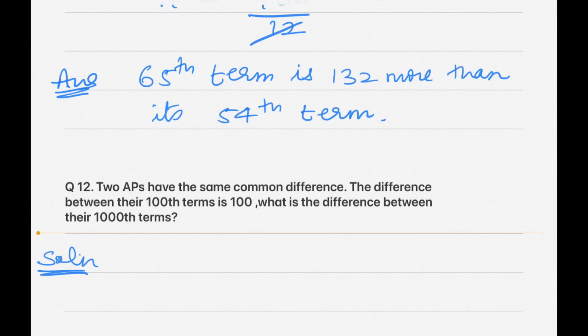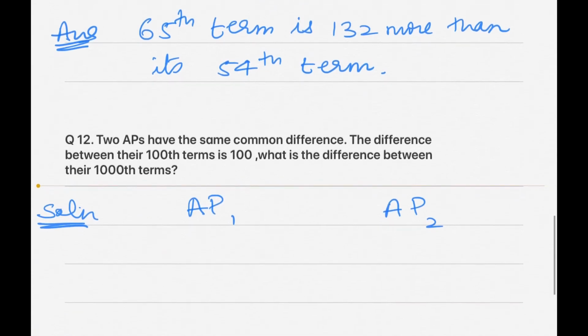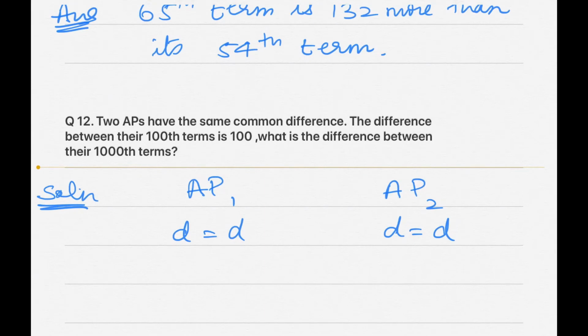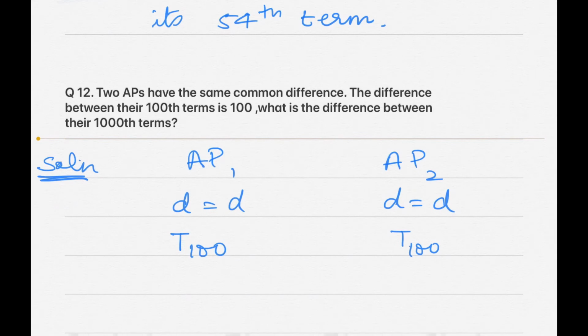So they say common difference is same, so there are two APs, right? So suppose this is my AP1 and this is my AP2. D is same, so D is here also, D is here also. Okay, now difference between their 100th terms is 100. So now T100 of this and T100 of this, let me find out. So I'll apply this formula. Tn is equal to A plus n minus 1 into D.